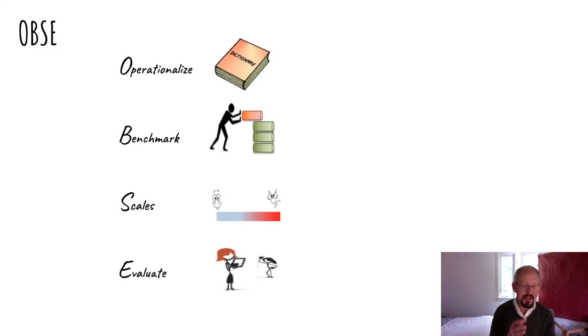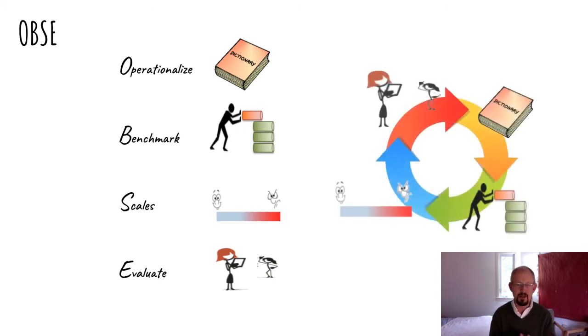And then lastly, E for evaluation. What are the methods that we're using to evaluate the child during the objective that's been spelled out with the benchmark and with the scale? Okay? So OBSI stands for operationalize, benchmark, scales, and evaluate. The key piece of this, which I hope will become clearer as we move on in today's module, is that these are heavily interrelated.